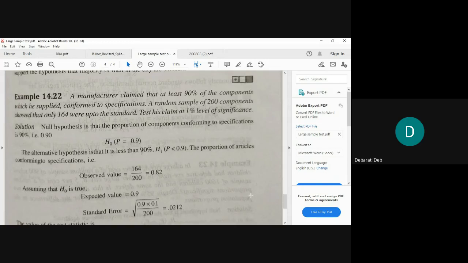Null hypothesis is that the proportion of components conforming to specification is 90%. That is the claim of the manufacturer. That is 0.90, which is H naught. In brackets you write P equals 0.9 or 90%. H naught is P equals 0.9.